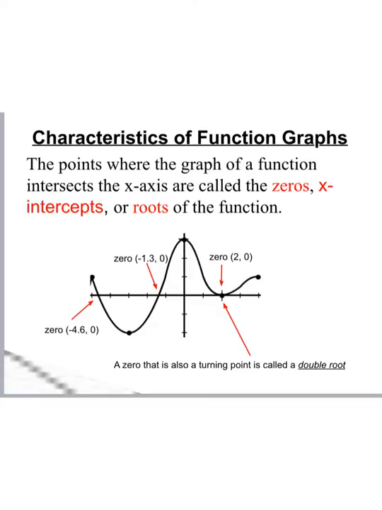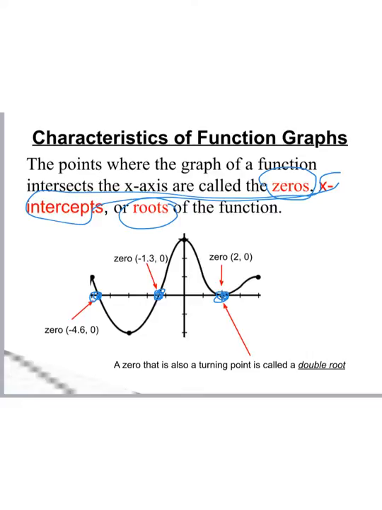Okay, and then the last thing that you need to understand from this video, the last definition, is the points where the graph of a function intersects the x-axis. There are several words that we use for this. It can be called zeros. It could be called x-intercepts. Or it can be called roots. Those all mean the same thing. It's all of these points here that cross or that hit the x-axis.